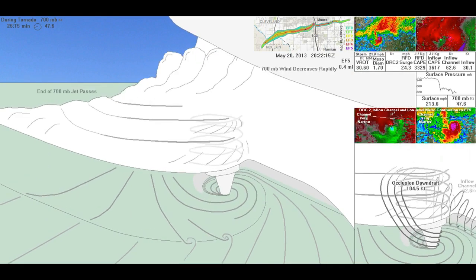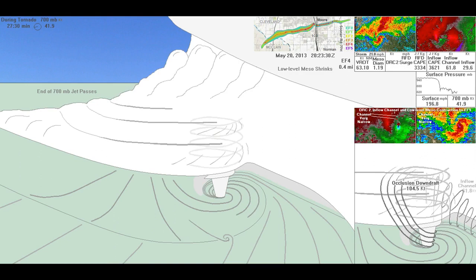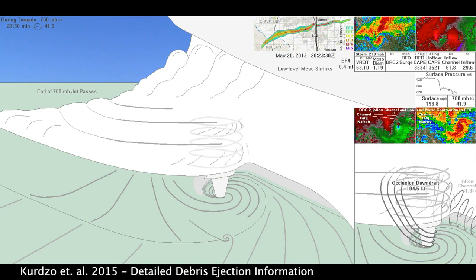And then another thing within the rear flank downdraft that we see around the tornado are these spiral bands. If we look at the insert to the right and the radar image just above that image, right here you can see the spiral bands that form around the tornado. They look a little bit like a hurricane, but this is actually related to the ejection of debris from the tornado. And so notice how the spiral bands are drawn in around the tornado in the animation.